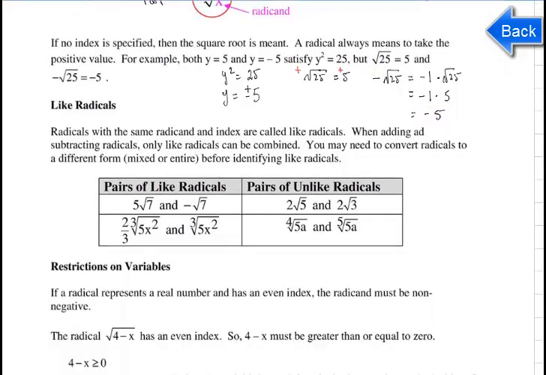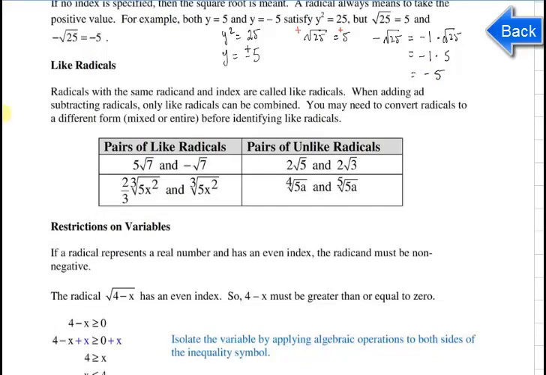Next, let's take a look at like radicals. Radicals that share the same radicand and index are called like radicals. When adding and subtracting radicals, only like radicals can be combined. That would be the same as if you were simplifying algebraic expressions, you could only add like terms. You may need to convert radicals to a different form, mixed or entire, before identifying like radicals.